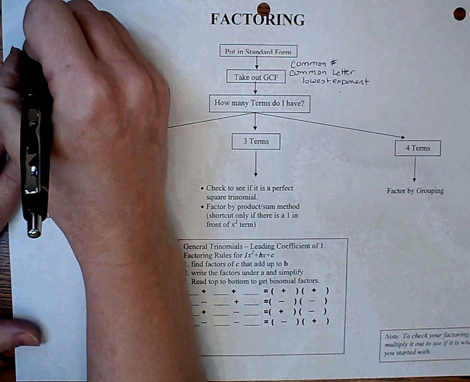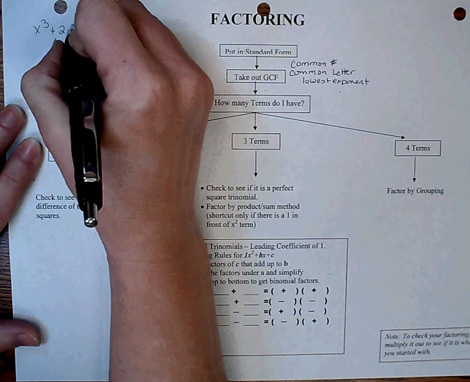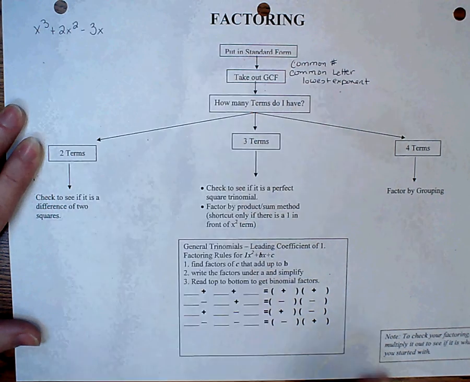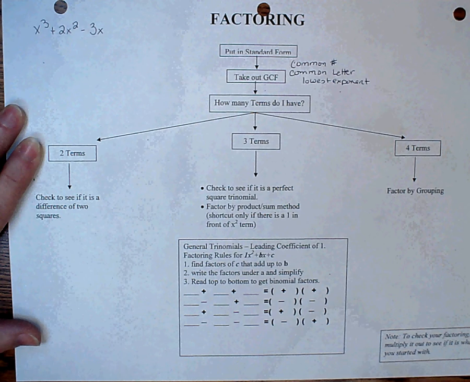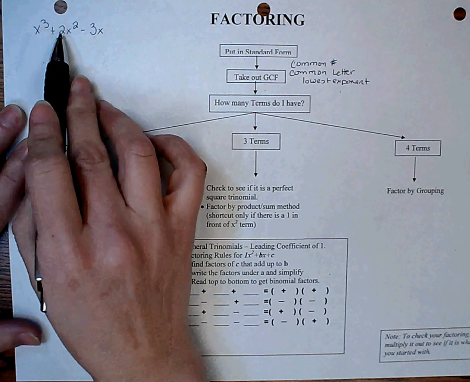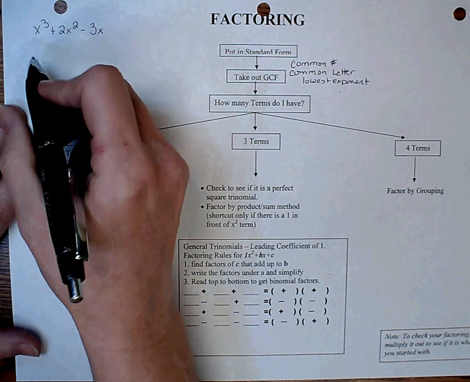The first one's going to be x to the third plus 2x squared minus 3x. So over here, looking at this problem, we do not have a common number. We have 1, 2, and negative 3. But we do have a common letter. The common letter would be x.